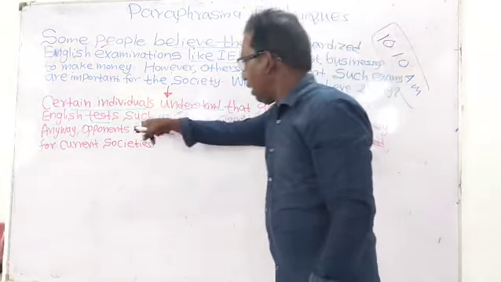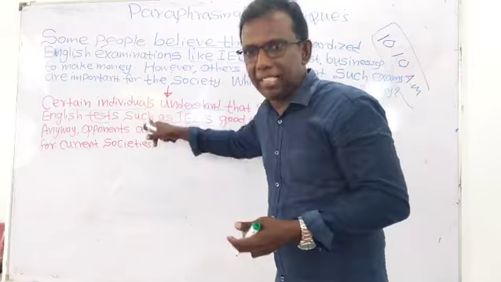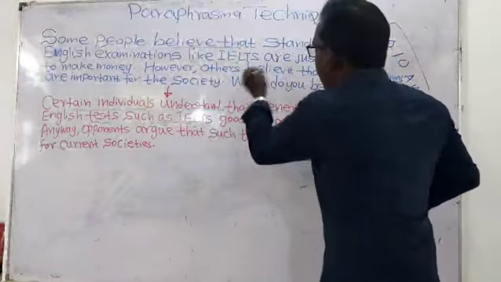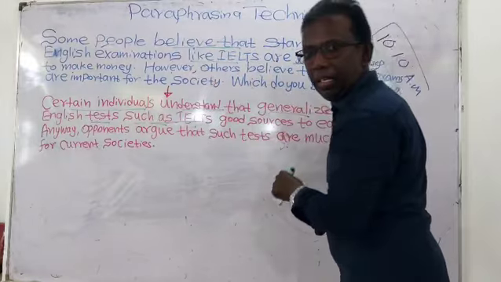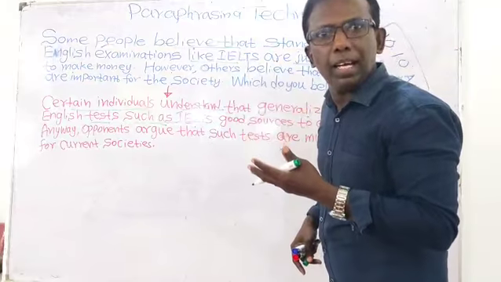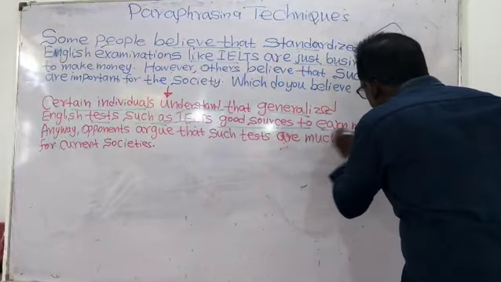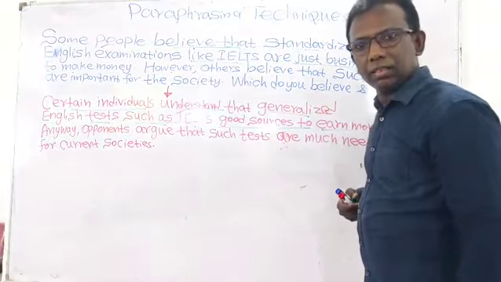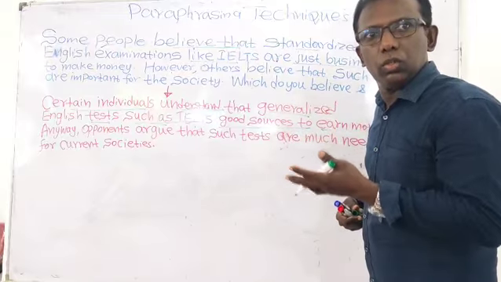Even if you put like IELTS, no problem. Even with 70%, 80% change, I put such as IELTS. Here the question says just businesses to make money, but what did I put? Good sources to earn money.